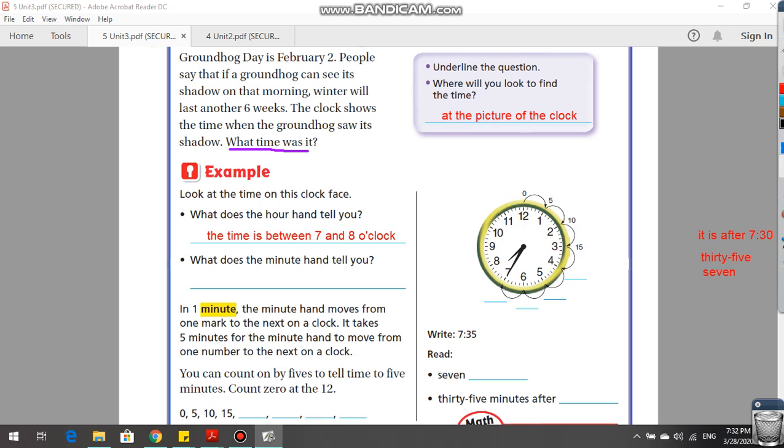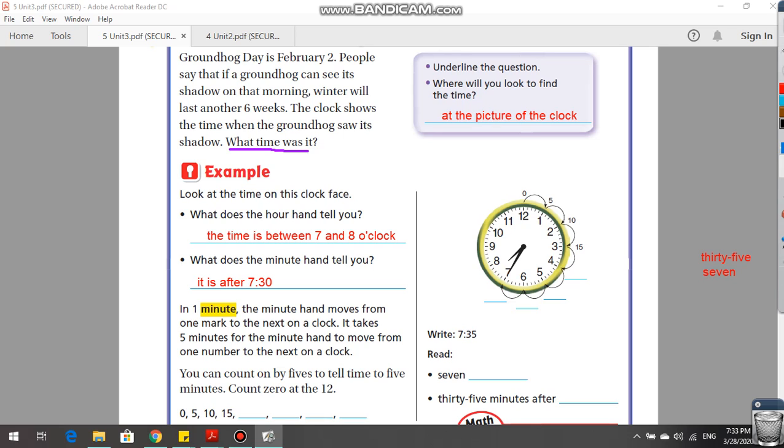Okay, if we look at the minute hand, what does the minute hand tell you? How many minutes we have. Is it before 30 or after 30? It's after 30 because we know 6 is 30. So it's after 7:30. Why is it after 7:30? Because we didn't reach 8 yet. So it's after 7:30.